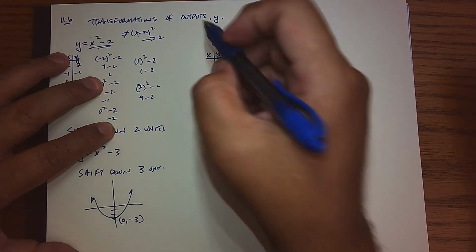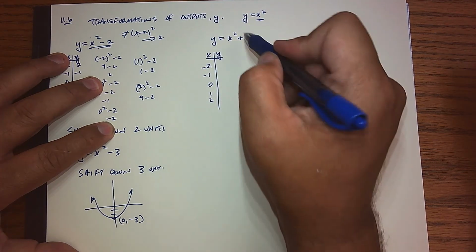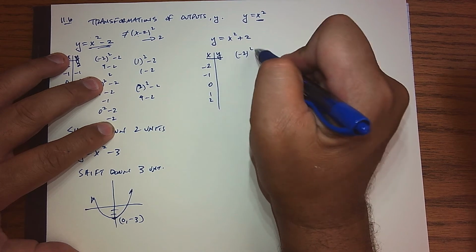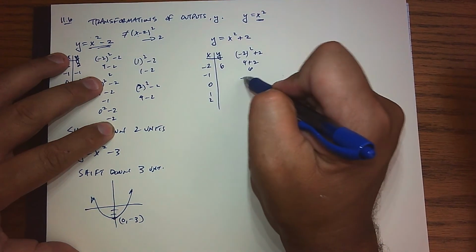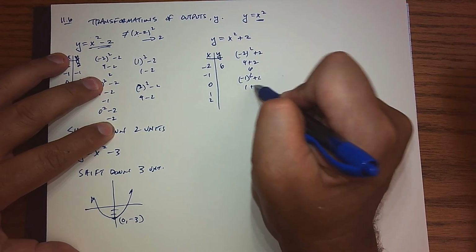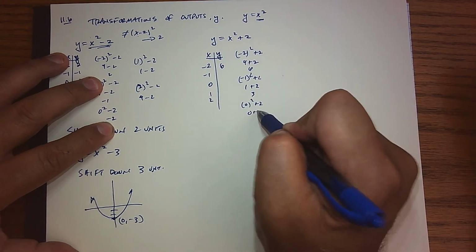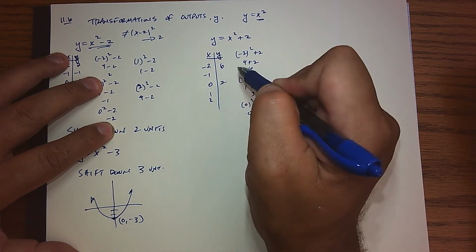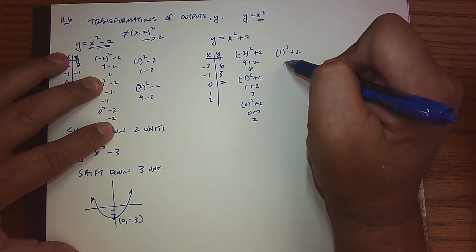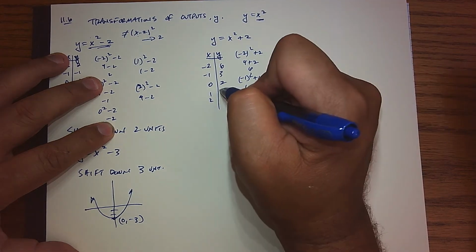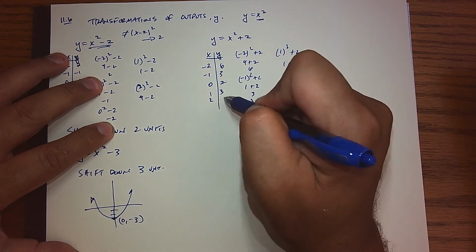So again, putting in a negative 2, negative 1, 0, 1, and 2. If I put in negative 2 squared, we get 4 plus 2, which is 6. If I put in negative 1 and square it, we get 1 plus 2, which is 3. If I put in a 0, we get 0 plus 2, which is 2. So we've got some data points. If I put a 1 in there, we get 1 plus 2, which is 3. And if I put a 2 in there, we get 4 plus 2, which is 6 again.